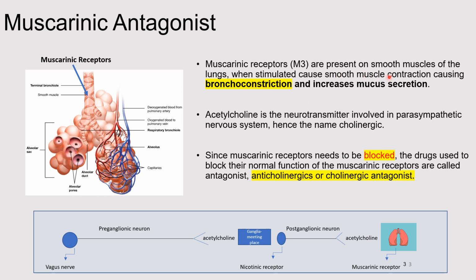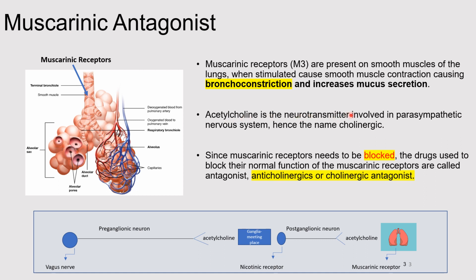This happens through smooth muscle contraction. When the muscles contract, the bronchus constricts. And it also produces mucus. Is that a good thing when the patient is having asthma? Probably not. The other thing that we know is that acetylcholine is the neurotransmitter.